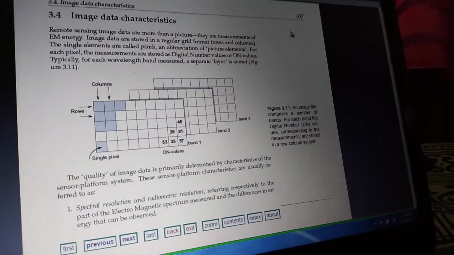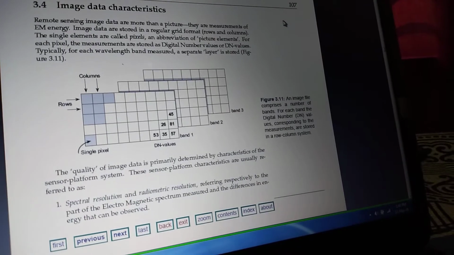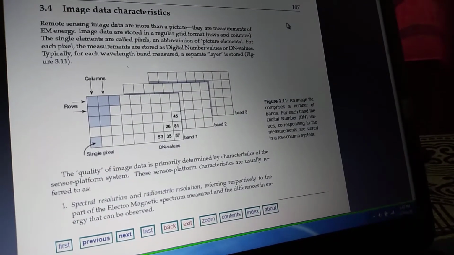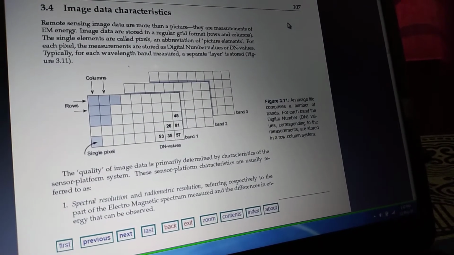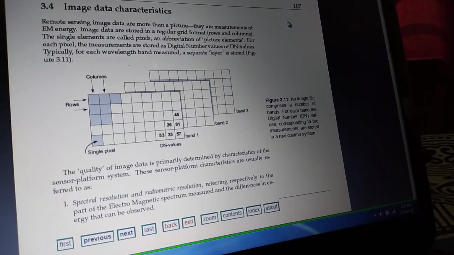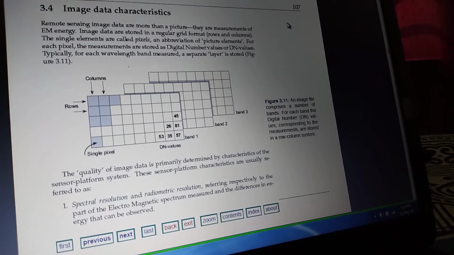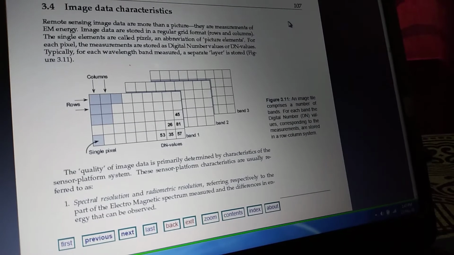Today we'll discuss the image data characteristics. You know, remote sensing image data are more than a picture. That means when we are talking about the image data, we are measuring EM energy. Image data are stored in a regular grid format. That means when we are talking about the image data characteristics, we are talking about the grid formats.